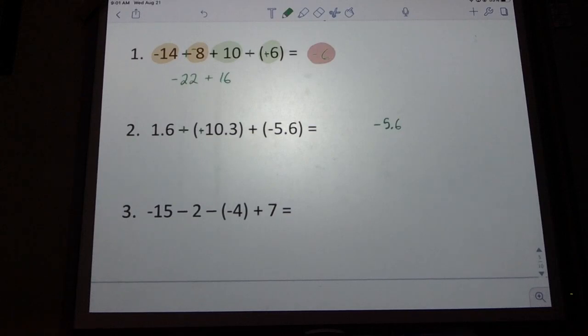And we're going to combine our positives. So that is 11.9. So now we can subtract and take the bigger sign. So the answer is positive, but what is the answer? What is it? 6.3.